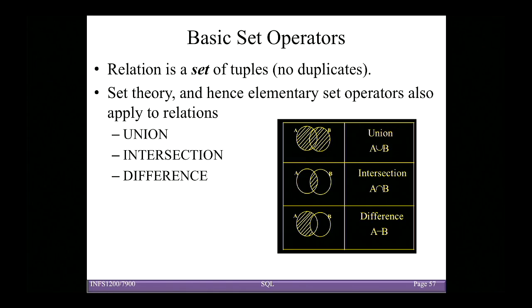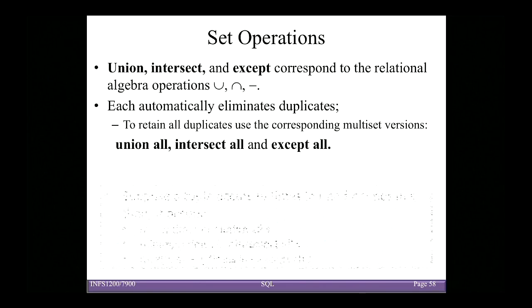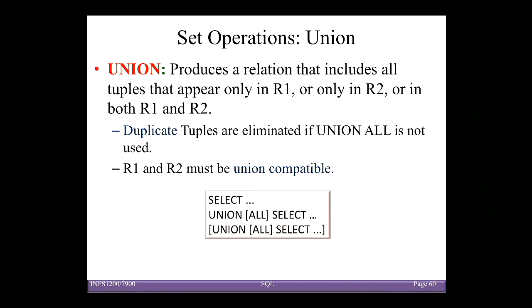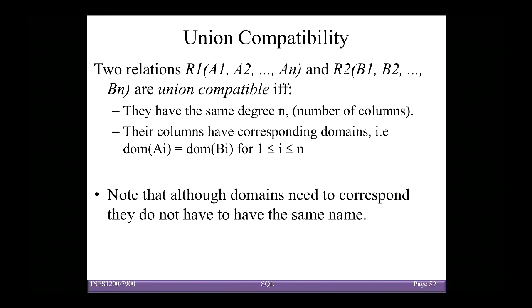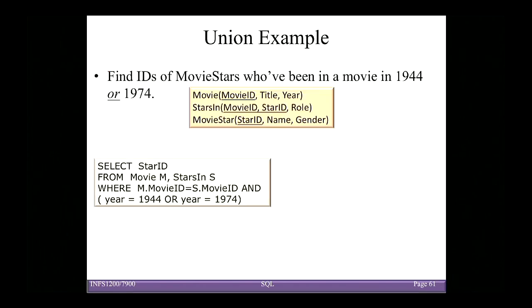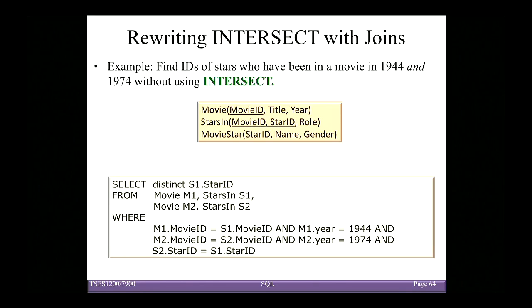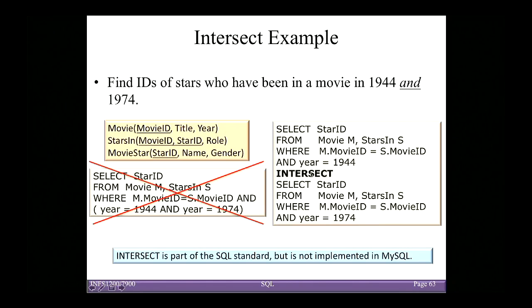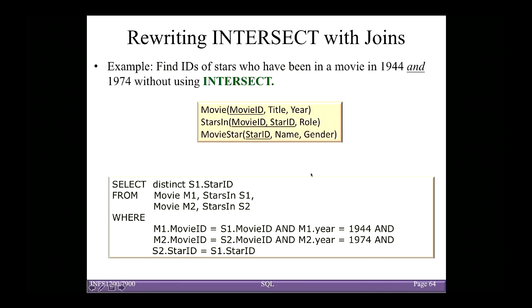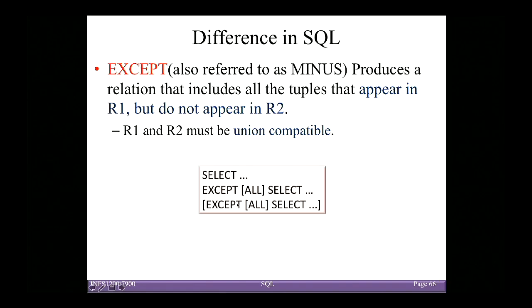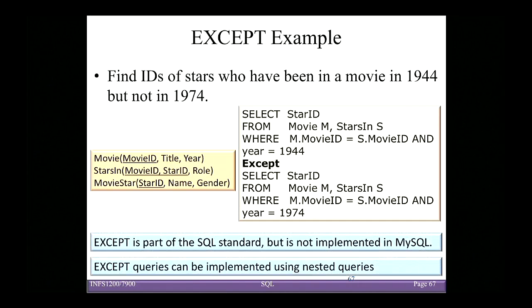We talked about set operations, union, intersection, and difference, and how you can take that from set theory and apply it here in SQL. We talked about two things being union compatible in order for you to be able to do the union, the intersection, or the difference. We talked about how you can do union, how you can do intersect. Unfortunately, intersect is not implemented in MySQL. We did this trick where you can do an intersect by getting two instances of the tables.